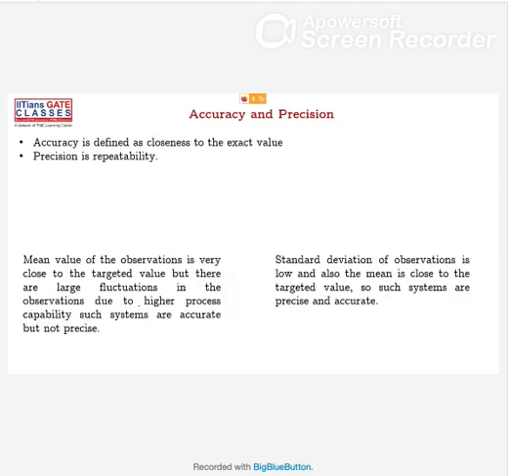Okay, fine. So again, we are going back to accuracy and precision. Accuracy is defined as closeness to the exact value, and precision is repeatability. Let's draw one graph. Let's say this is your y-axis and this is your x-axis. This is the frequency, meaning how many components you are trying to manufacture. This is the frequency of your machine, and this is your dimension.